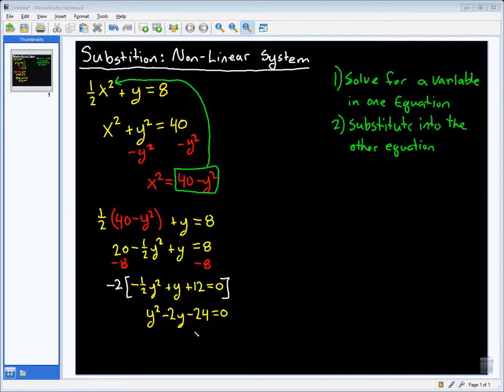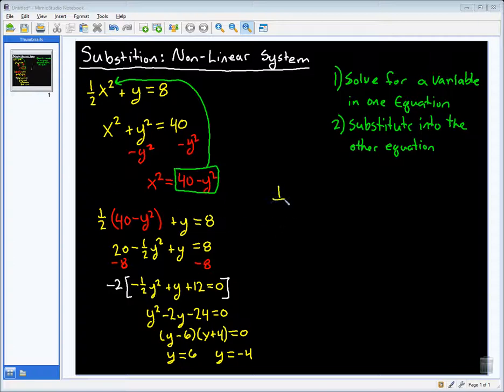Now I can factor my y squared minus 2y minus 24. It factors to y minus 6 and y plus 4. So I'm going to get two answers for this: y is 6 and y is -4. Now using this, I can go back up to the original equation, and I'm going to plug in both of these answers to my top equation.